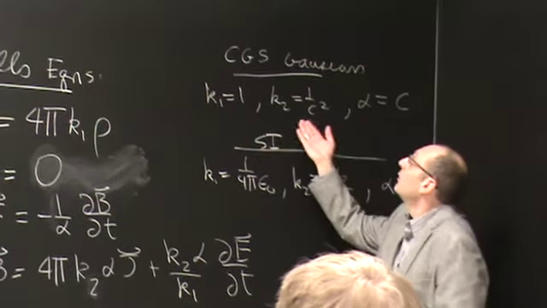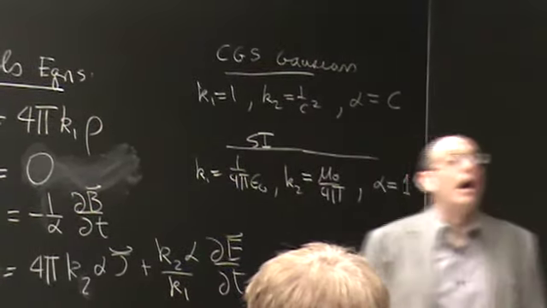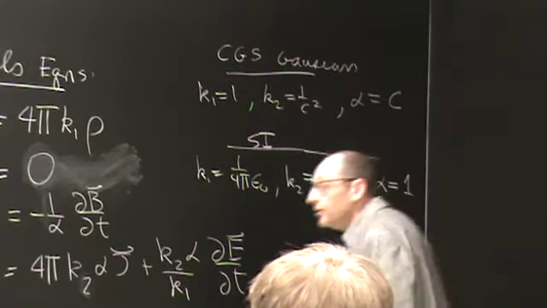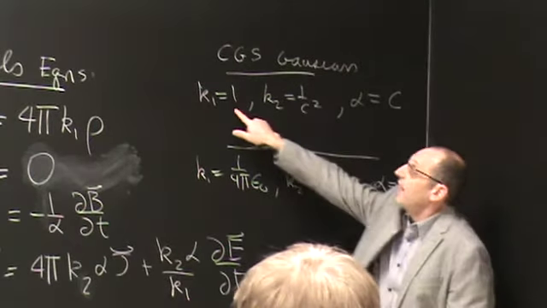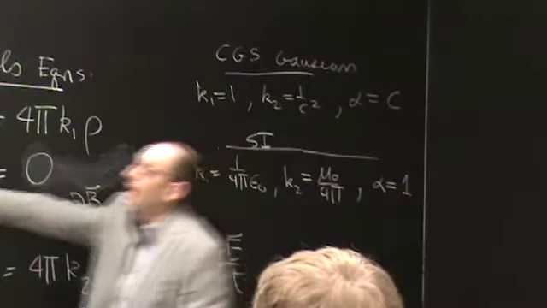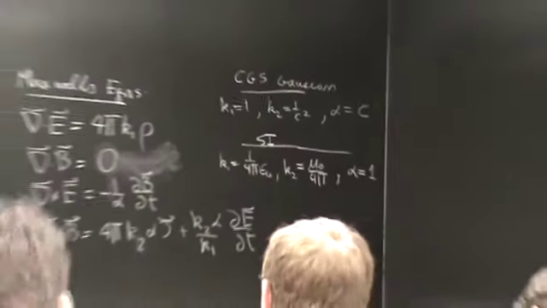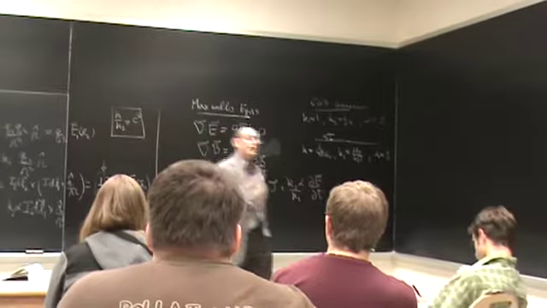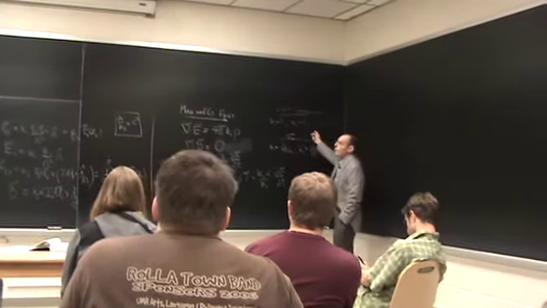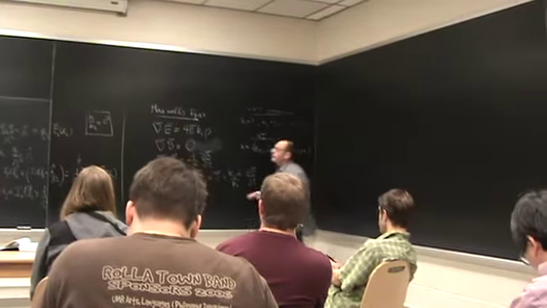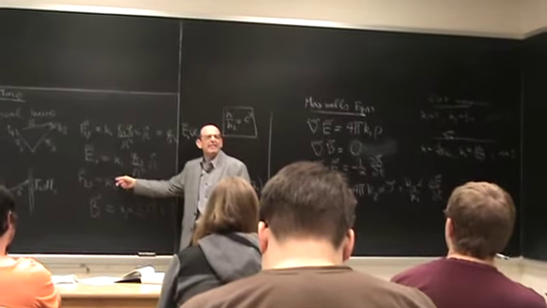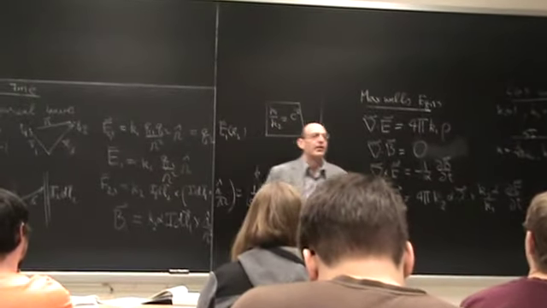And the units that we will use in this course are the Gaussian units, in which K1 is set to be equal to 1. So that Coulomb's law is just the product of the charges divided by the distance squared, and K2 then must be 1 over c squared. And so the force actually is 1 over c squared times this. I had it as 1 over c, so that should be corrected as well.